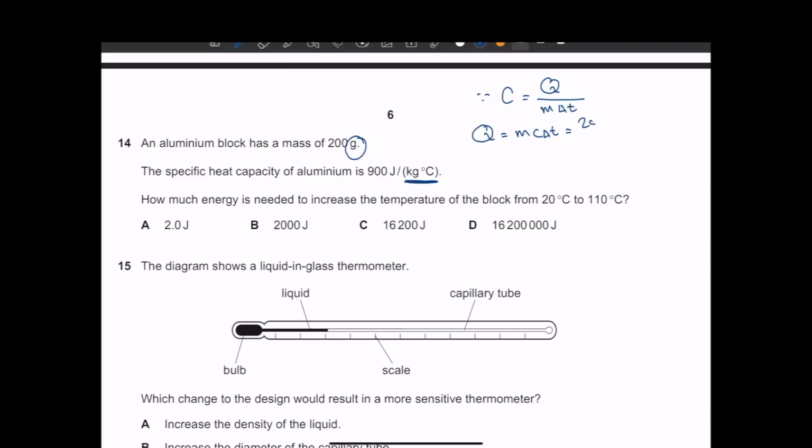It means 200 divided by a thousand to change it into kilograms, or you could say times 10 to the power minus 3, times the specific heat capacity for the aluminium, which is 900, times the change in temperature, from 20 to 110, so we have 90 degrees. If you do that calculation in your calculator, you will reach the answer, which is C. So the answer here will be 16,200 joule. Remember, we need to change the mass into kilograms in order to keep the measuring unit in joules.